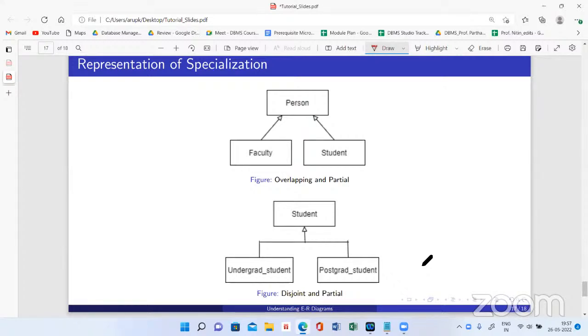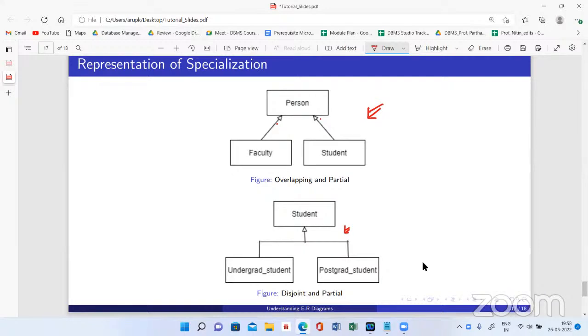So both terms, specialization and generalization, refer to the same thing, but it is the approach. If I take a top-down approach, I'll call it a specialization. If I take a bottom-up approach, I'll call it a generalization. Now, whether you say specialization or generalization, it can have two forms: overlapping or disjoint. First example is an overlapping example. How I represent it: the arrow has to be given in this way for overlapping, and for disjoint, the arrow has to be given in this way.